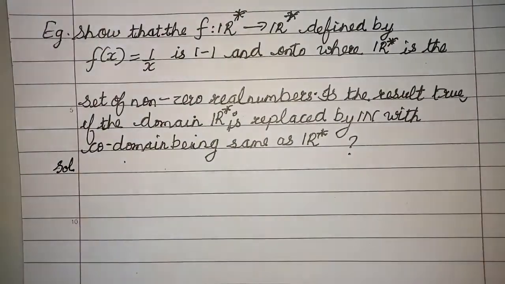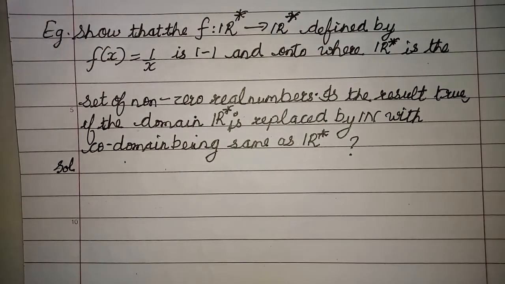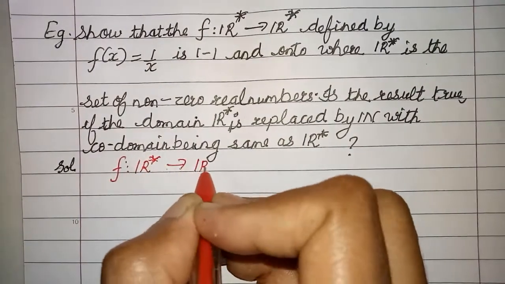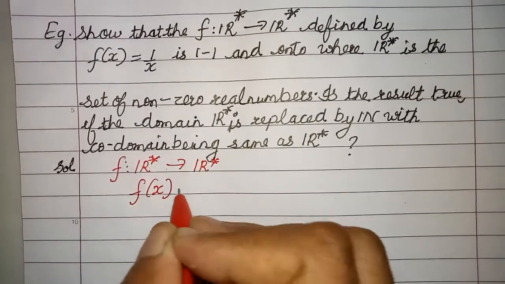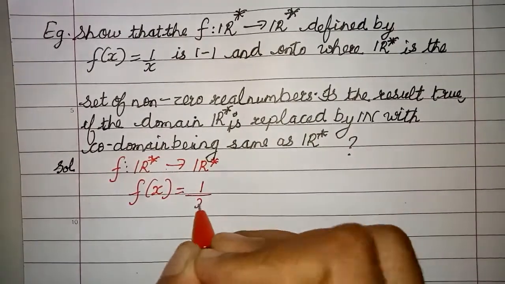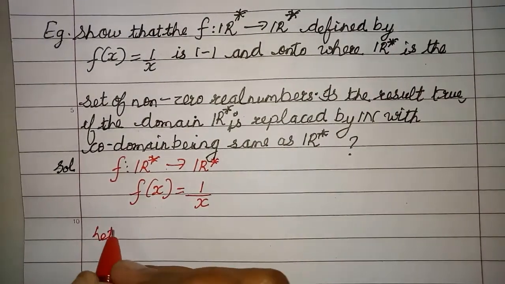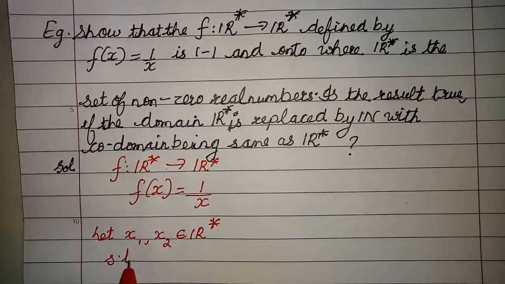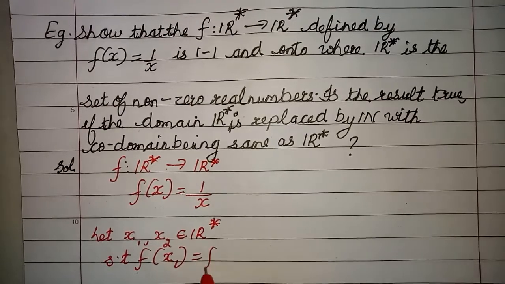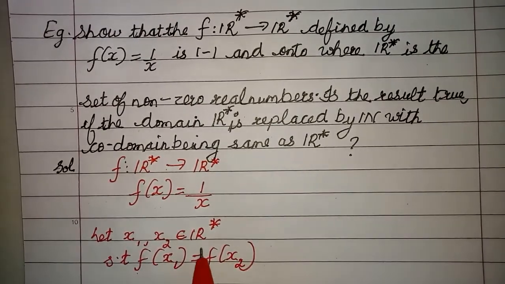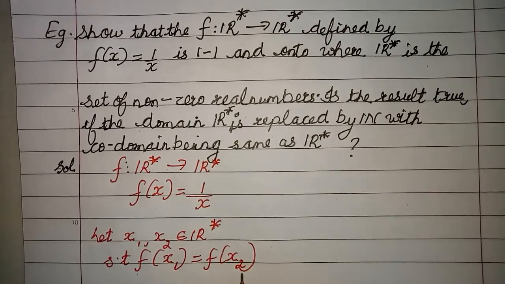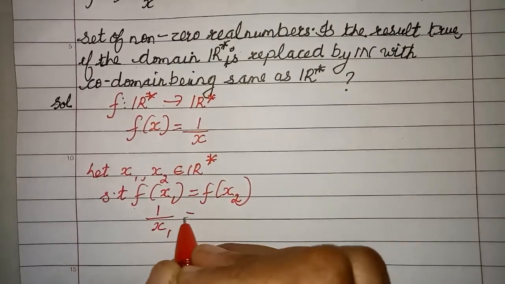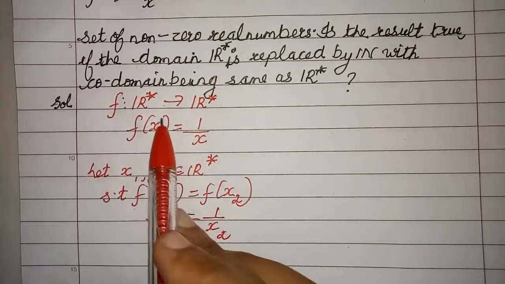So let us write what is given to you. I am given f is a function from R star to R star. It is defined by f of x equal to 1 upon x. We have to check the definition of injectivity. So I am going to start with x1, x2 belongs to R star such that f of x1 equals f of x2. This is how the definition of injectivity says: you take two elements from R star such that f of x1 is the same as f of x2, then x1 should be equal to x2. That is the definition. If I apply it here, you can see 1 upon x1 is equal to 1 upon x2, because f of x becomes 1 by x.